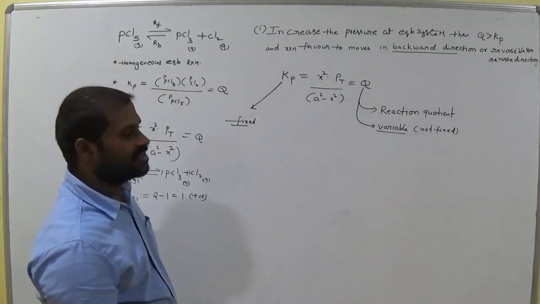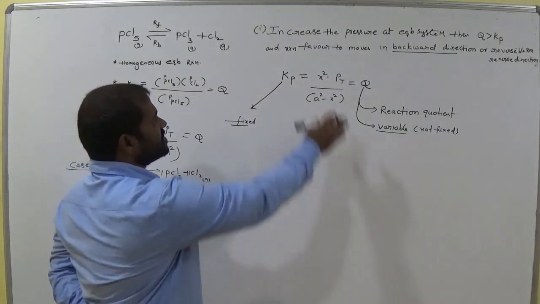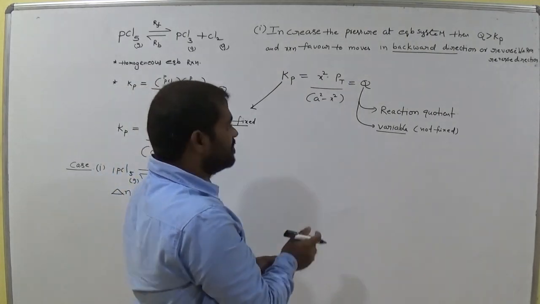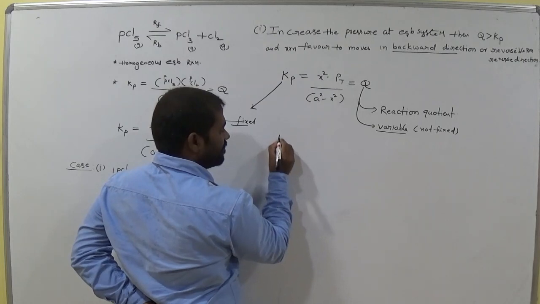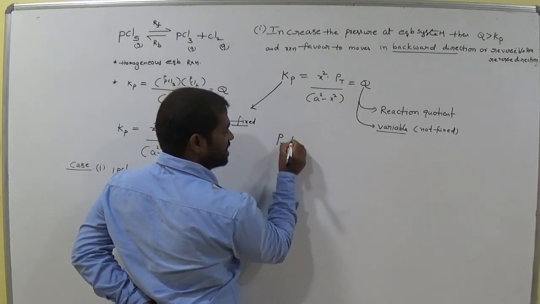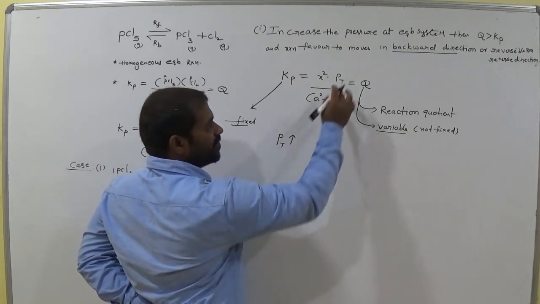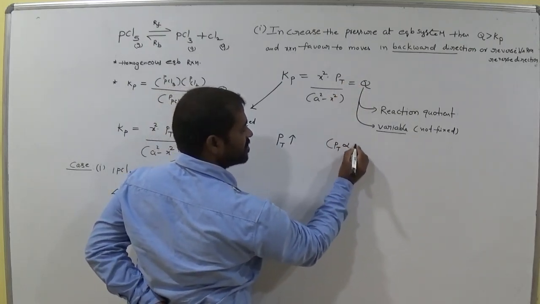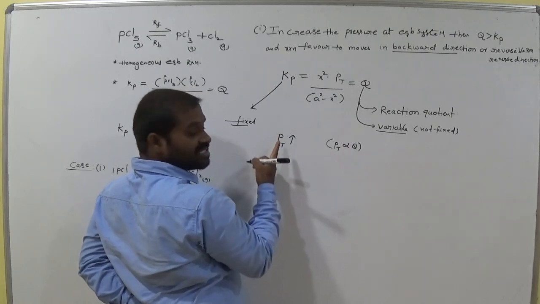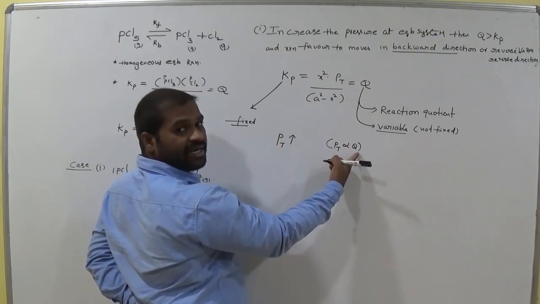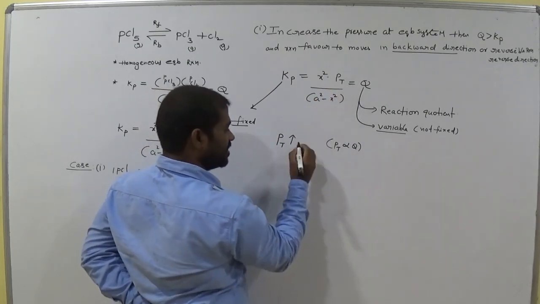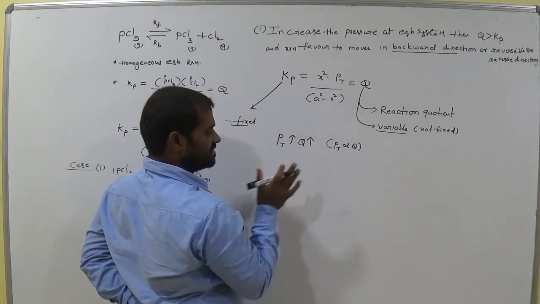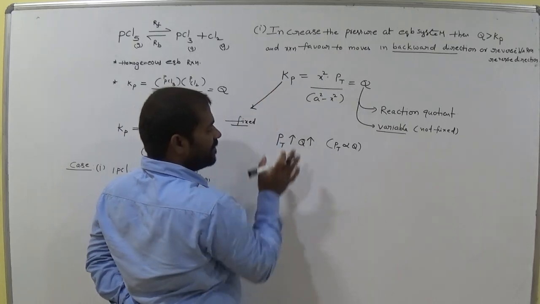Is it clear? So in the first case, what happened? Increase the pressure at an equilibrium system. That means total pressure P is increased or not? If P is directly proportional here, Pt is directly proportional to Q or not? If we increase the total pressure, what happened? The value of Q increases or not? Clearly, the value of Q increases.